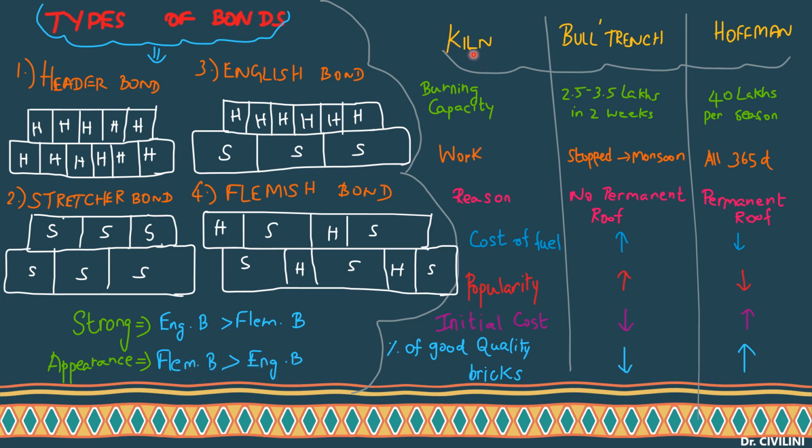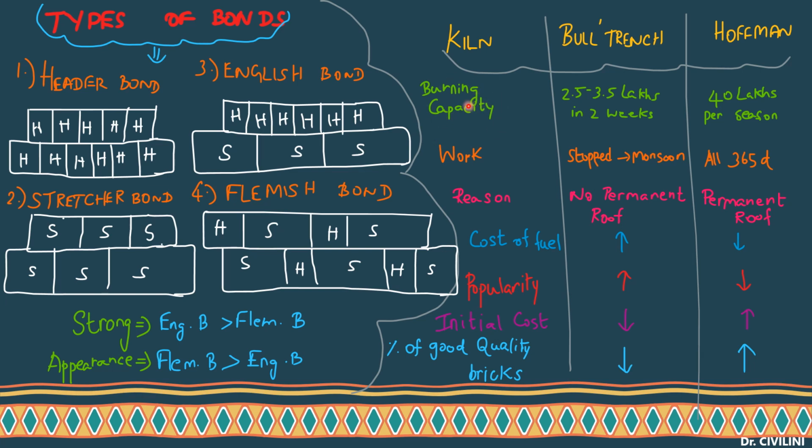So we have seen that we burn the bricks in order to obtain good strength. While burning, we can use either clamps for small scale production or a kiln for large scale production. This kiln is of 2 types. One is Bull's Trench kiln and another is Hoffman's kiln. So 2 types are there. We'll see the different parameters and which will be suitable for which condition.